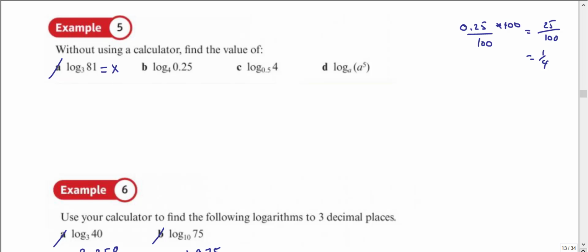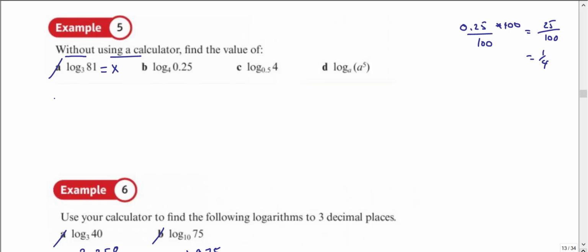We want the value of x, which is 4. Now, we know from the calculator it's 4, but we have to do it with calculations. You see here, they say without using a calculator. So how to do it? Change it to exponential form. How to change this to exponential form? Tell me, to index form.